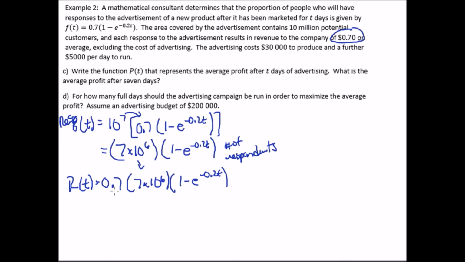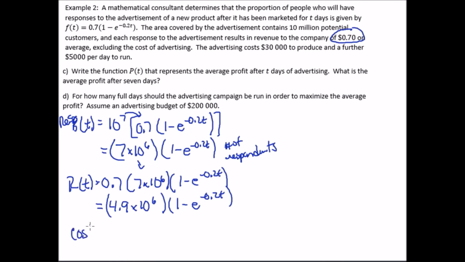Okay, so if we multiply 7 times 10 to the 6 by 0.7, we're going to get 4.9 times 10 to the 6. Okay, just to simplify things, keep it easy. So that's how many people actually respond.